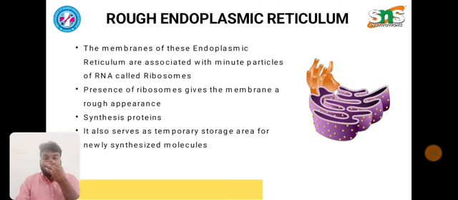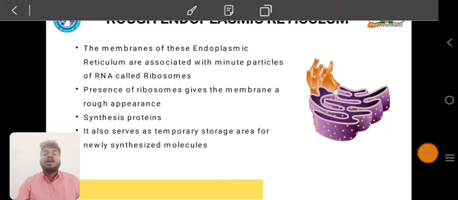If you see the rough endoplasmic reticulum, its membranes are associated with minute particles of RNA called ribosomes. The presence of ribosomes gives the membrane a rough appearance, and it helps to synthesize proteins. It also serves as a temporary storage area for newly synthesized molecules.